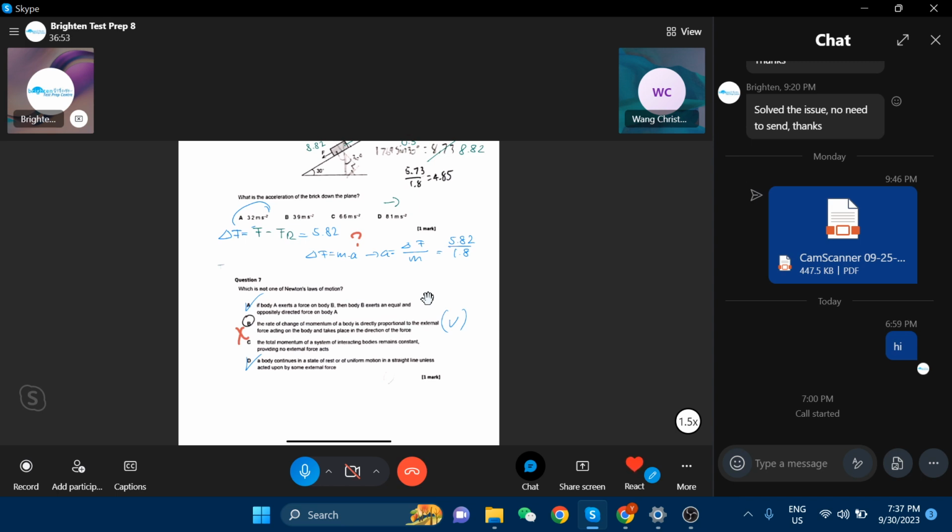I mean, the total momentum of interacting bodies remains constant, providing no external force acts. It seems to be a pretty strange statement, frankly speaking, right? It sounds somehow okay, but on the other hand, why should that total momentum remain constant? If it would say before and after, right? Something happens. For example, like we saw in these examples, one body hits the other body. This one is at rest. This one has a velocity. Afterwards, both bodies have a velocity.